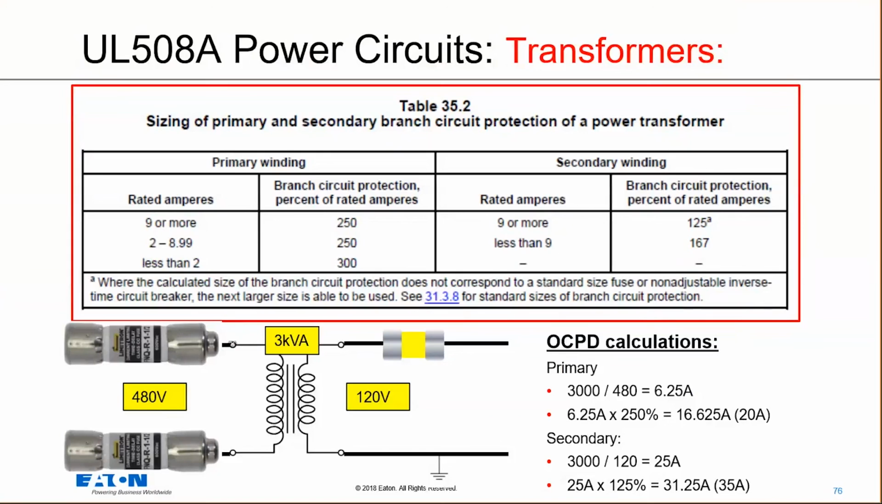On the secondary, when I go up to the chart, once again I have to do calculations. I've got a 3000 VA transformer, and my secondary is 120 volts. So 3000 divided by 120 is 25 amps, times 125%. Because when you go up to the column, you'll see that for 9 or more amps, I now size it at 125%. So now I put in a fuse that is rated at 35 amps, because that's the next standard size out there.